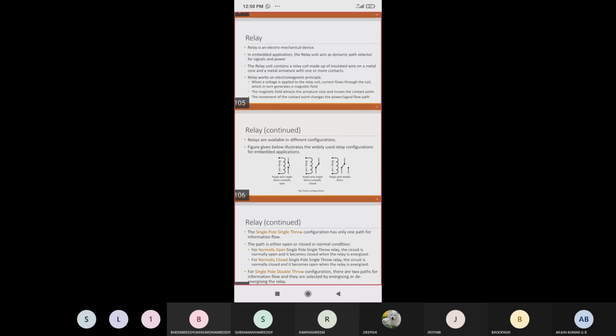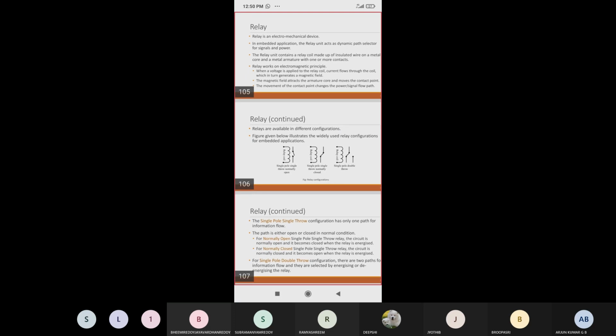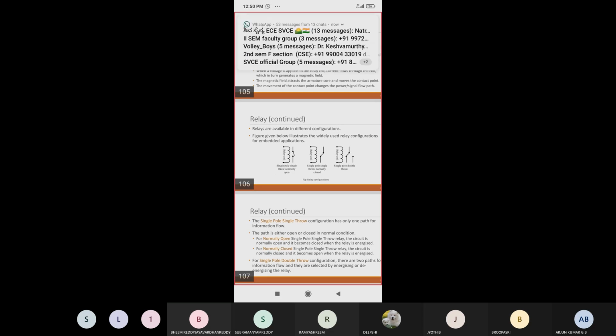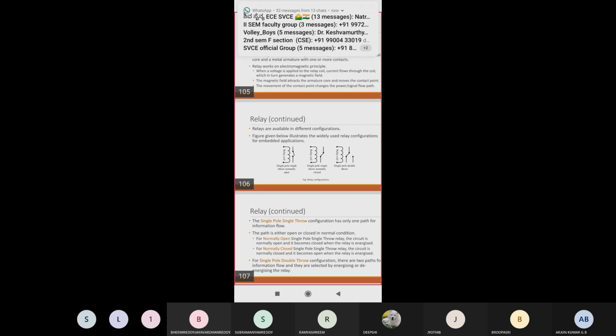Then see, the single pole single throw configuration has only one path for the information flow. Only one path, you can observe here. But there is a difference: normally open as well as normally closed. Initially it is open or initially it is closed. There is one path of flow of information, or flow of signal, or flow of power. The path is either open or closed in its normal condition. In a normally open single pole single throw relay, the circuit is normally open and it becomes closed when the relay is energized. When a relay is activated, it will be closed.